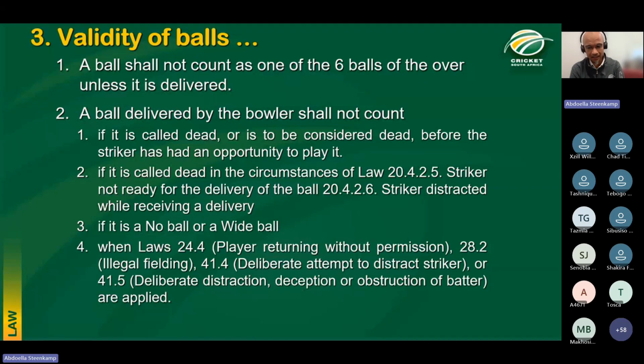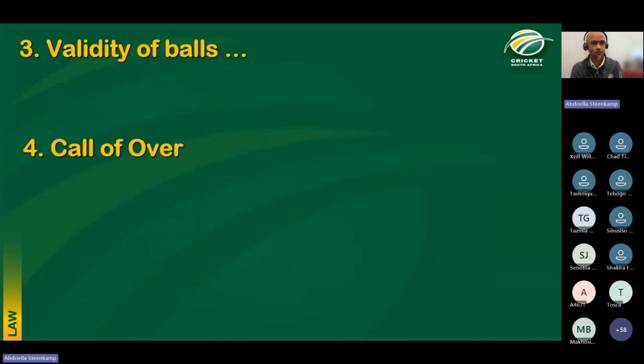Deliberate attempt to distract the striker before the striker received the ball, that ball also is not a valid ball. And lastly, deliberate distraction, deception or obstruction of the batter, that ball also is not seen as one of the valid balls of the over.